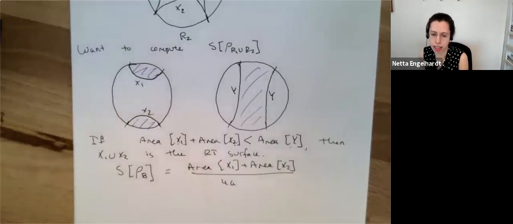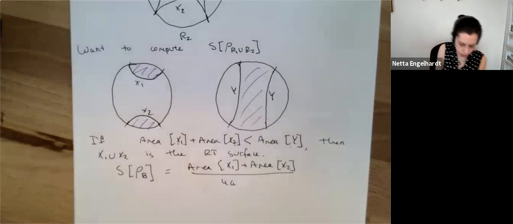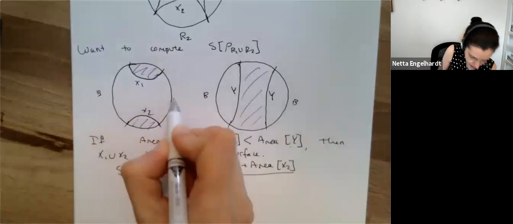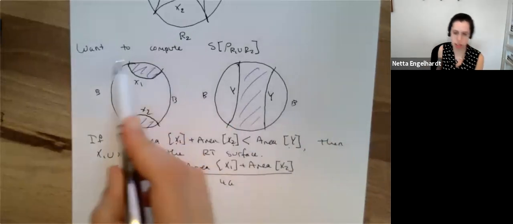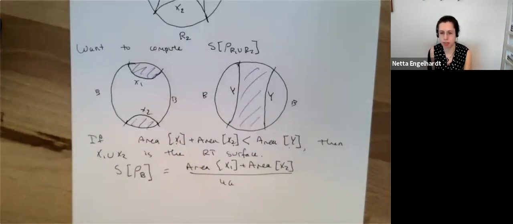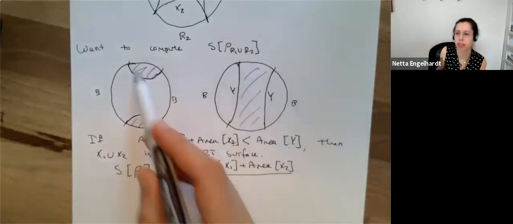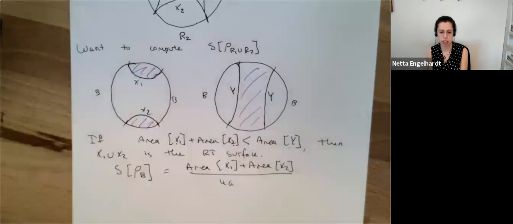So already we can see here that if we're looking at B, the von Neumann entropy is given not by the causal surface of B, but by this other global minimum. So this is our first concrete example of a situation where the causal surface does not in fact coincide with the Ryu-Takayanagi surface.